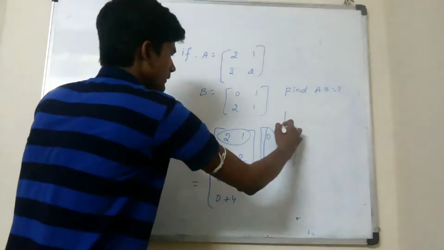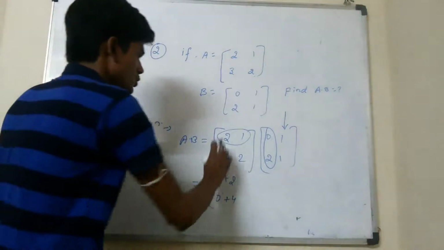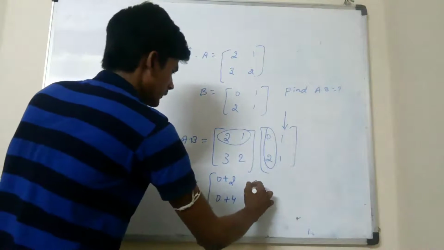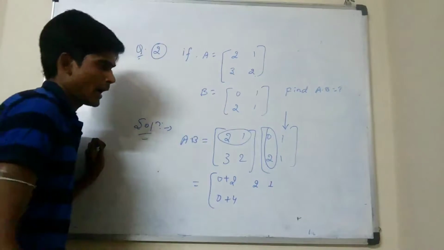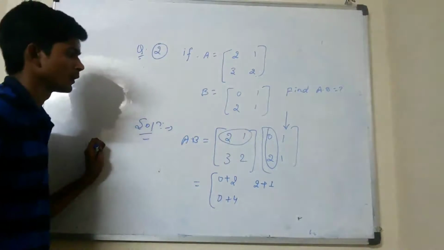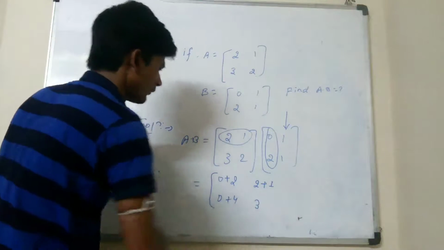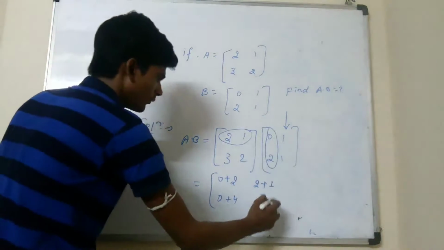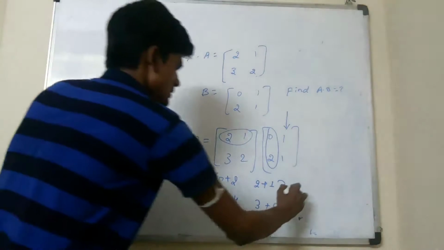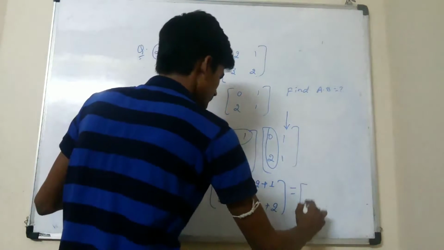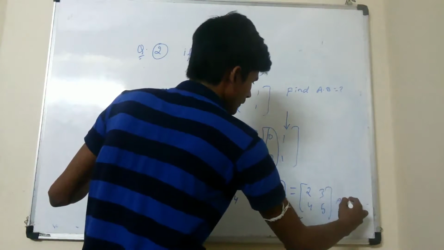Now again consider the second column of matrix B. So 2 multiplied by 1 gives 2, and 1 with 1 gives 1, and simply add them. Now again 3 multiplied by 1 gives 3, and 2 multiplied by 1 gives 2, and simply add them. So this is equivalent to 2, 4, 3 and 5. This is the answer.